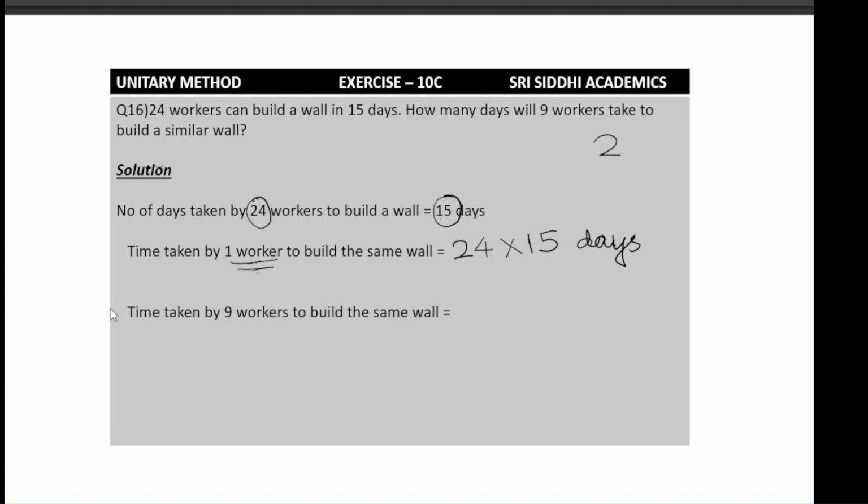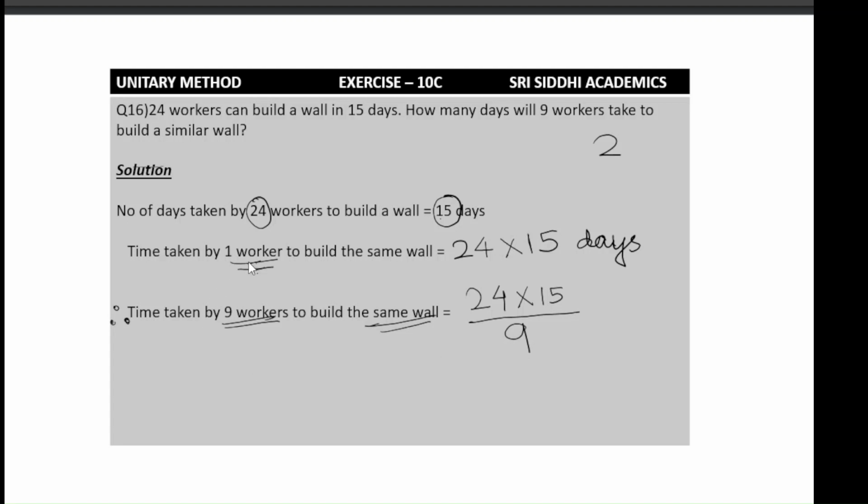The question is asking to find how many number of days 9 workers require to build the same wall. Important is the word same wall. Okay, so 9 workers will definitely take less number of days because more hands join to build the same wall. So if I have to find this, then I have to divide here. Very carefully choose where you have to divide and where you have to multiply. These questions are slightly tricky. Most of the students get confused.